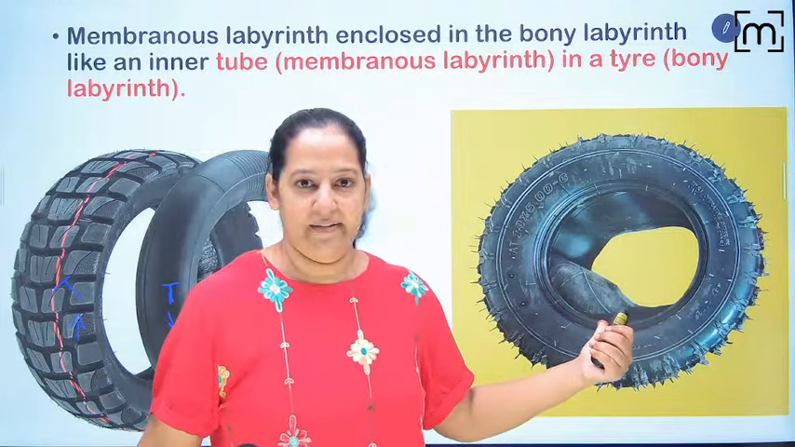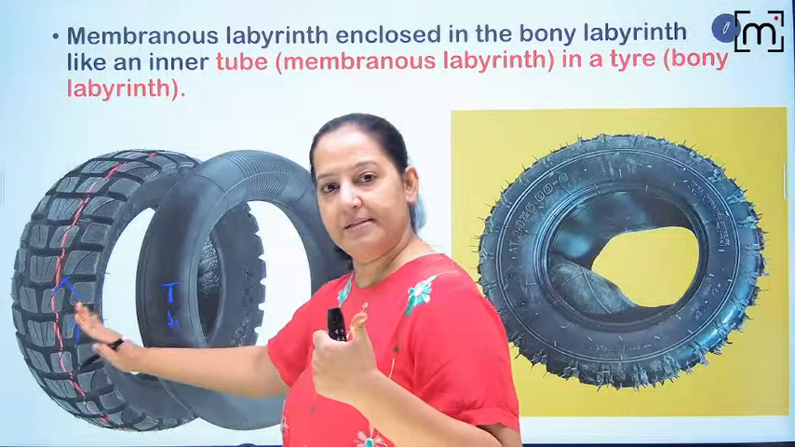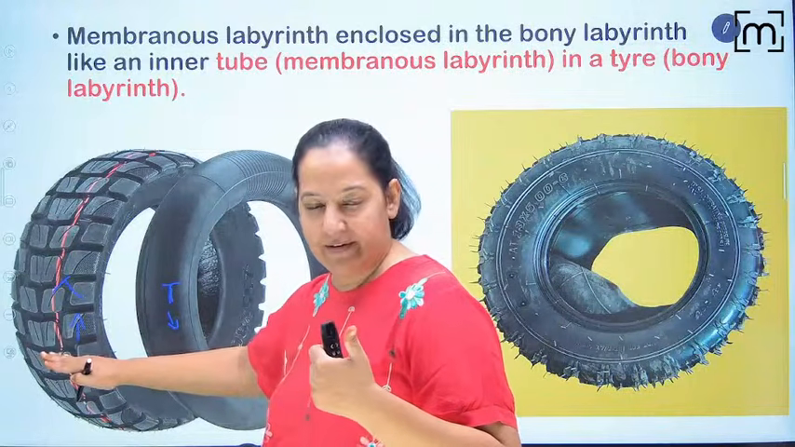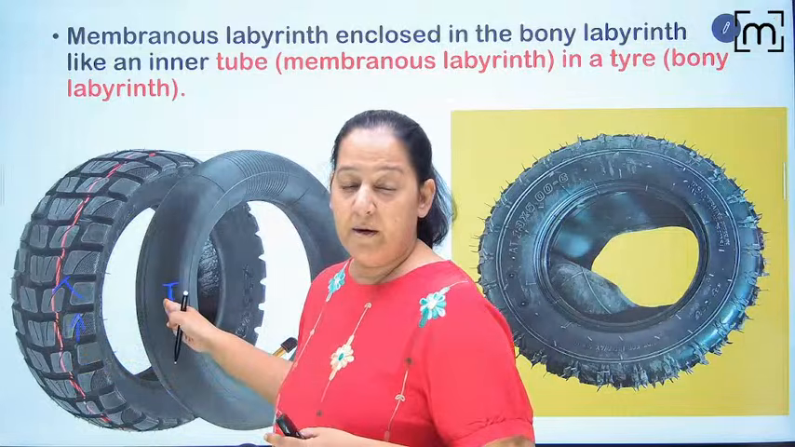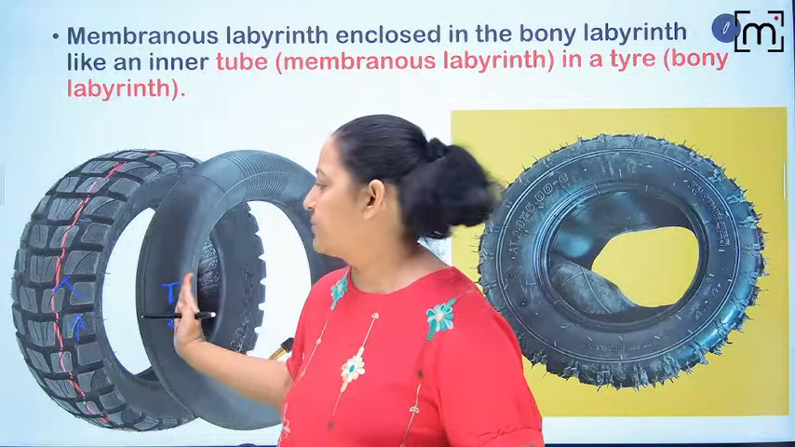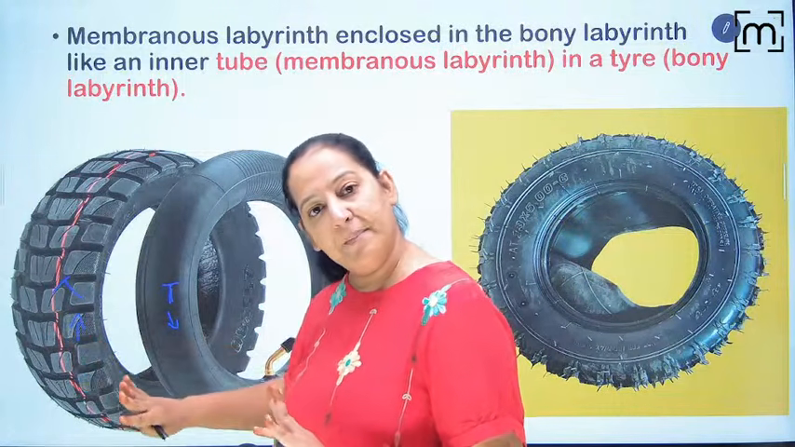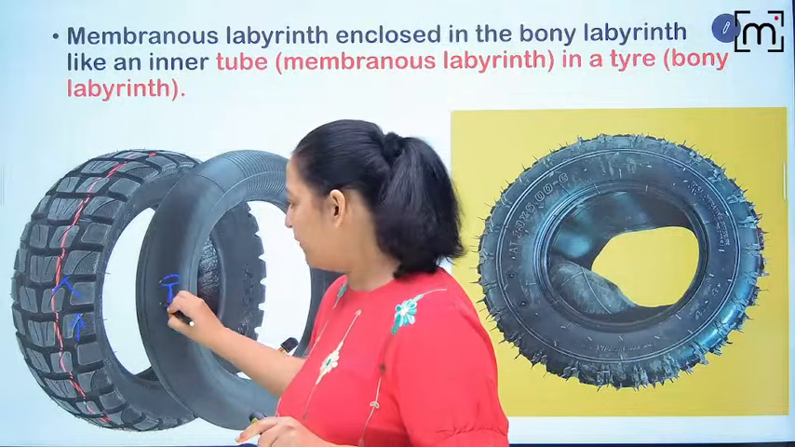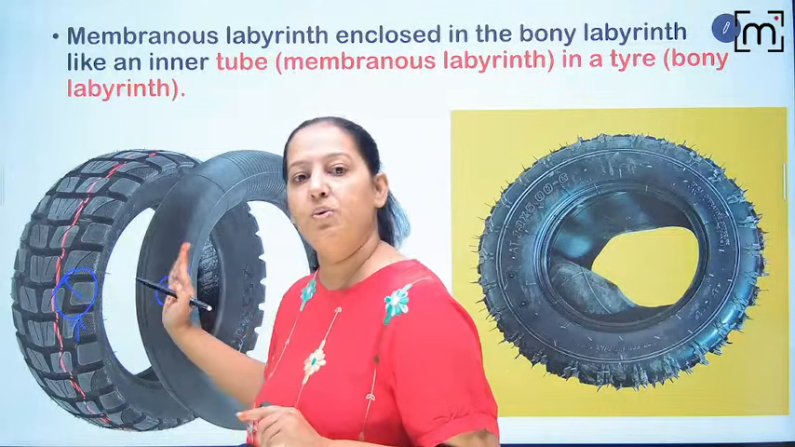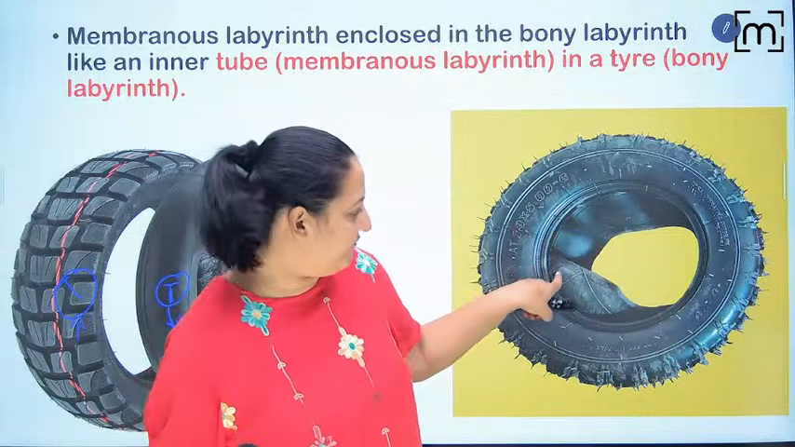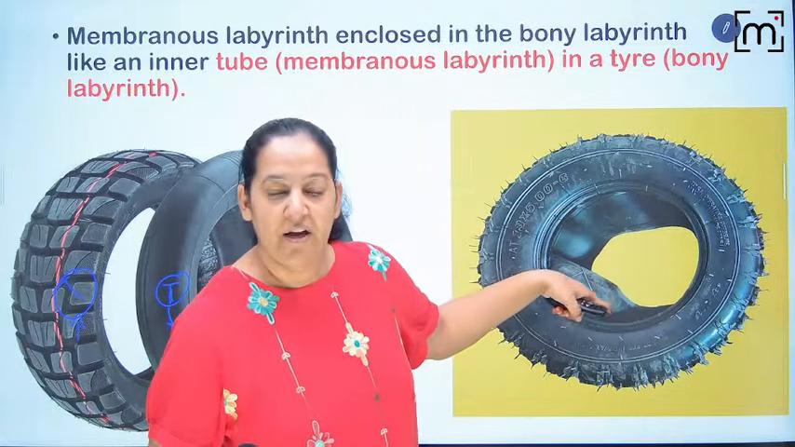So the tube is fitted inside the tire. This is the tube, this is the tire. Both of them are exactly the same, then only this will fit inside this. If there is a little difference in the shape or structure, this will not fit inside this. Only the diameter of the tube is a little bit less and the diameter of the tire is a little bit more, so that this can fit inside this. Here we are fitting the tube inside the tire.